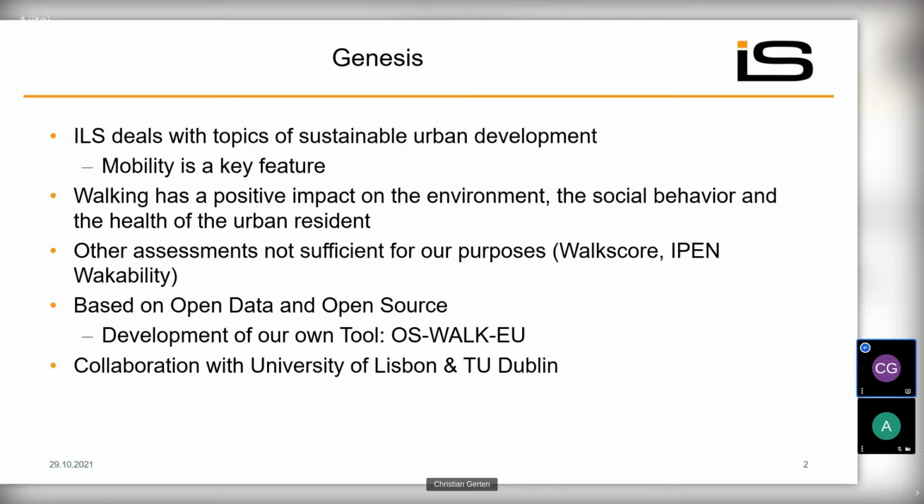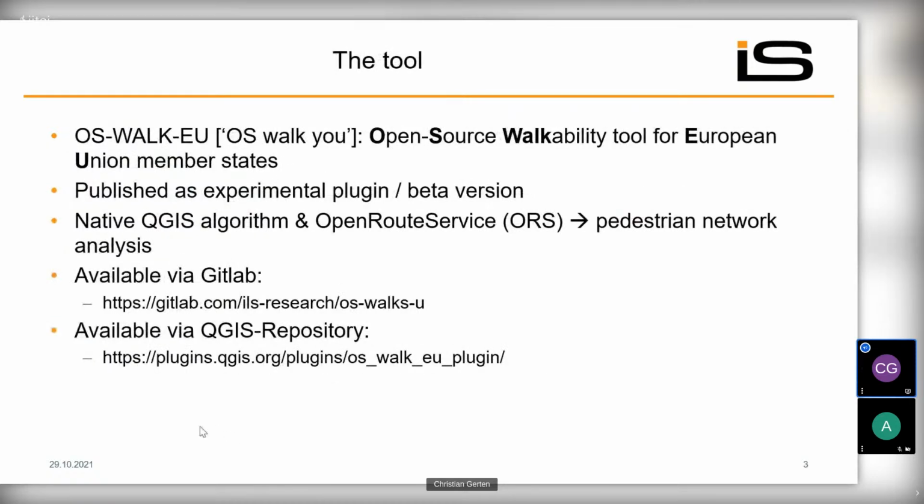Therefore we decided to build our own walkability tool, OSWalkU, which is based on open source and open data, so that everybody can run the tool on their own. It was a collaboration together with colleagues from the University of Lisbon and TU Dublin. We worked together on the methodology, but the programming part was more the ILS's. OSWalkU stands for Open Source Walkability Tool for European Union Member States, so we can calculate walkability for neighborhoods or complete cities in Union Member States.